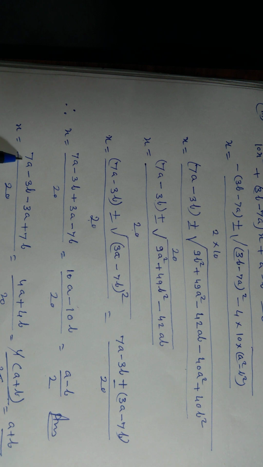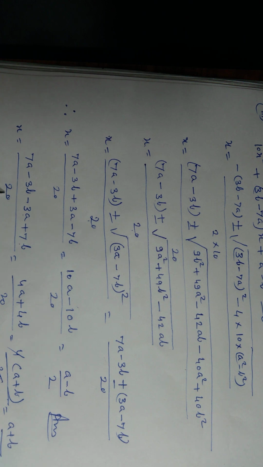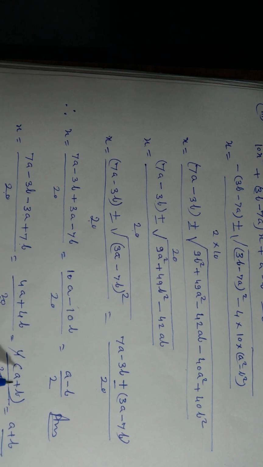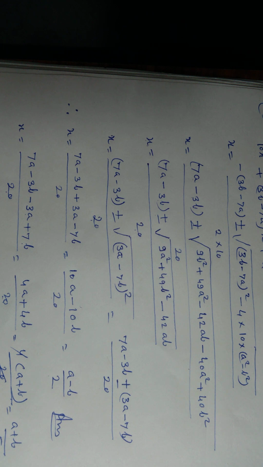In the second case, (7a − 3b − 3a + 7b) divided by 20. It will be equal to (4a + 4b) divided by 20. I have taken 4 common in the numerator part, and 4 will cancel with the 20, so there will be 5 only in the denominator part. So (a + b) by 5. This will be the second answer of question number 21, third part. That's all.